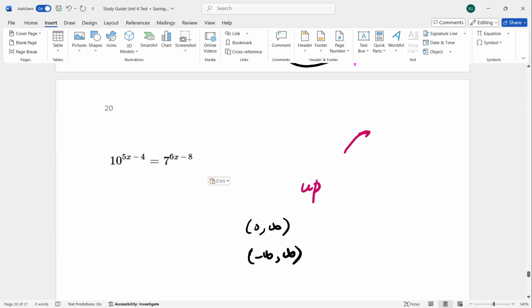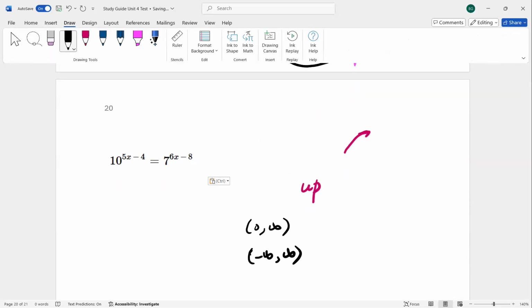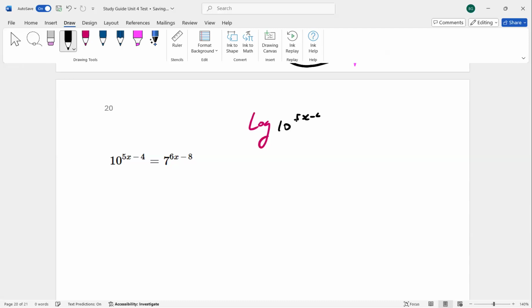Okay. So if we do log with base 10, would that make it a little bit easier? It might, right? So you can try both. We're going to do log, which is base 10. 10 to the power of 5x minus 4 equals, on the right side, log with base 10, 7 to the power of 6x minus 8.